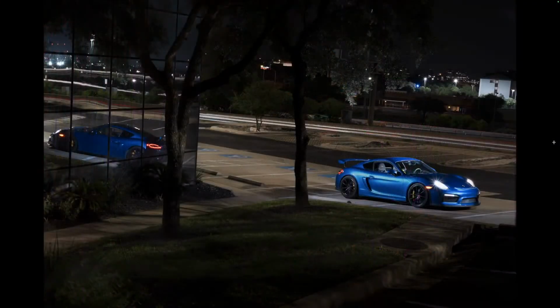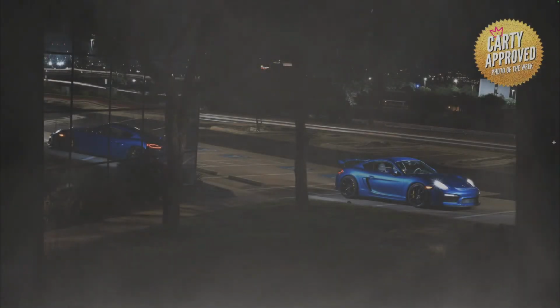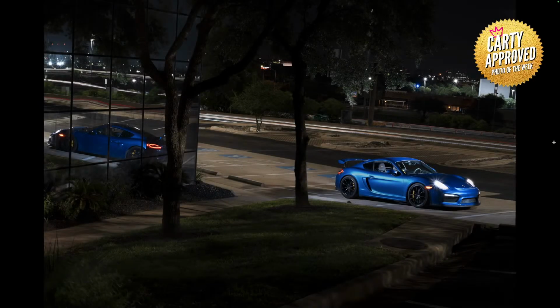I'm dreaming of a white photo of the week going to Kevin Curtis. Reflections, week 22, photo of the week. Well done, Kevin. Crazy. All right, photos of the week.